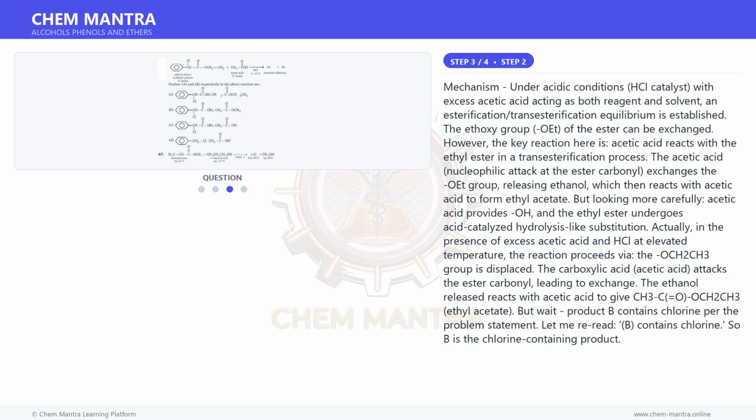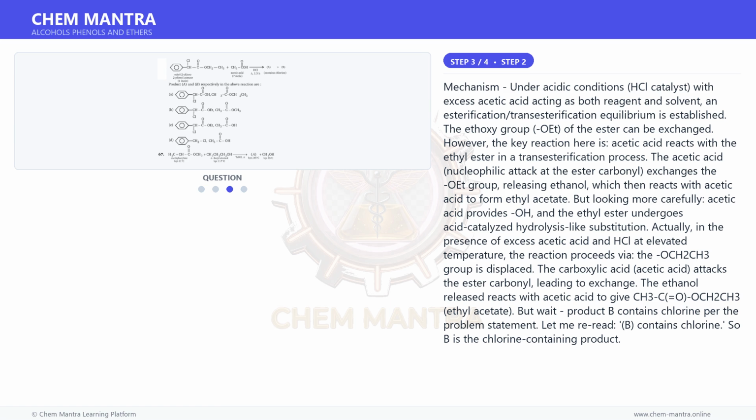Moving on to the next step. Mechanism under acidic conditions, HCl catalyst, with excess acetic acid acting as both reagent and solvent, an esterification-transesterification equilibrium is established. The ethoxy group, -OEt, of the ester can be exchanged. However, the key reaction here is acetic acid reacts with the ethyl ester in a transesterification process.